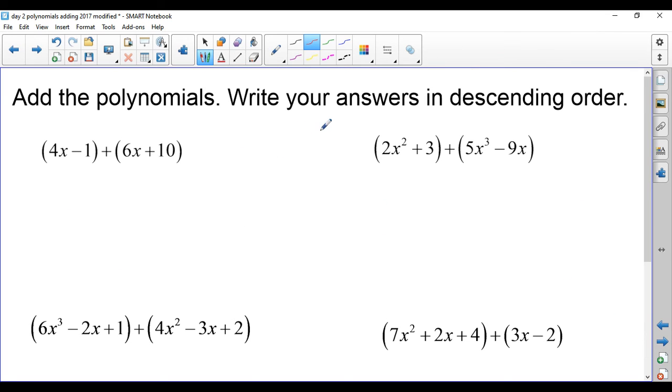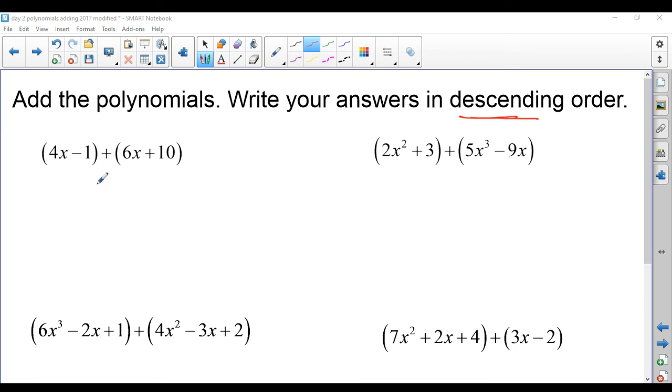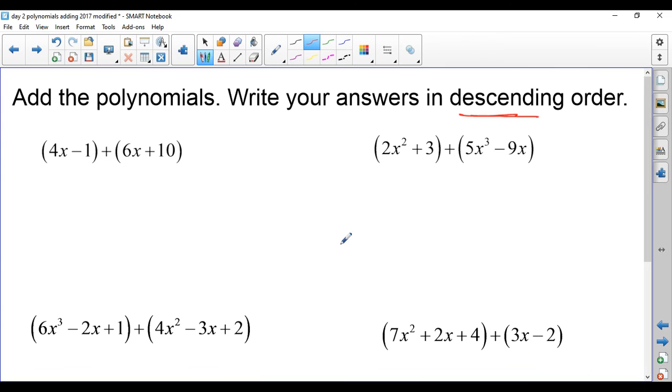Here's a couple more examples, and we're going to write these answers in descending order. So the easiest way to do that is to look for the highest exponents first. Here I have 4x and 6x. 4 plus 6 is 10x. Then I have a negative 1 and a positive 10. Negative 1 plus 10 is positive 9.